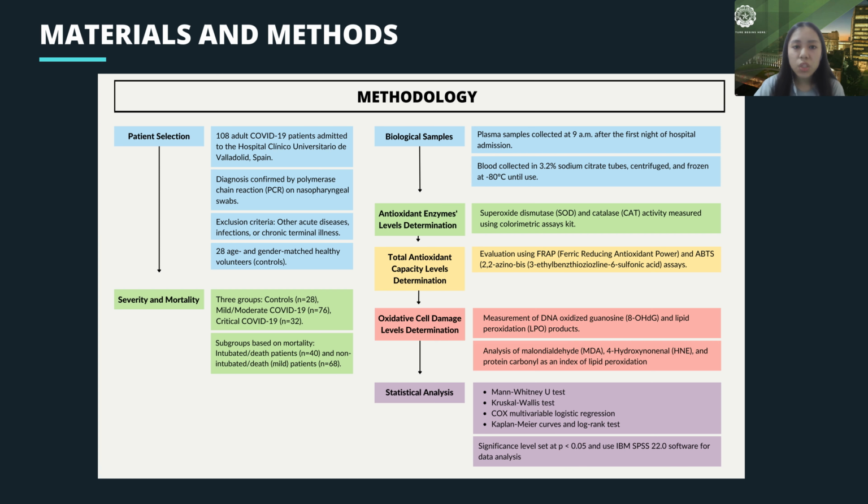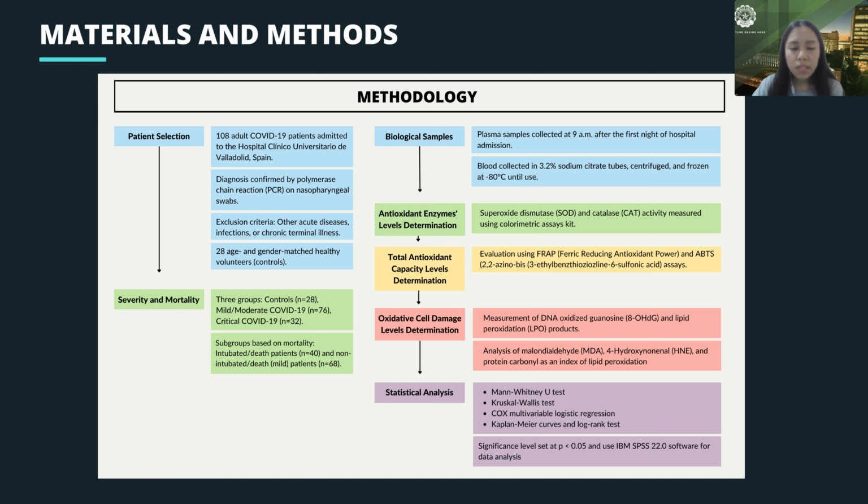Oxidative cell damage levels were measured by evaluating DNA oxidized guanosine and lipid peroxidation products. These included the analysis of malondialdehyde, hydroxynonenal, and protein carbonyl as indices of lipid peroxidation.